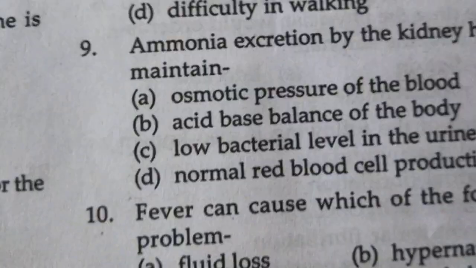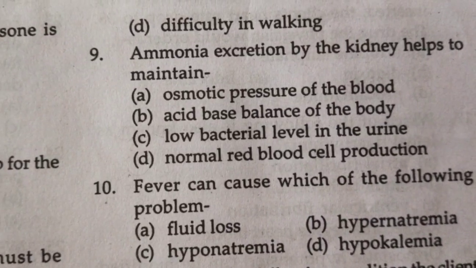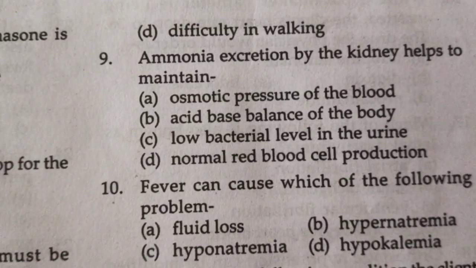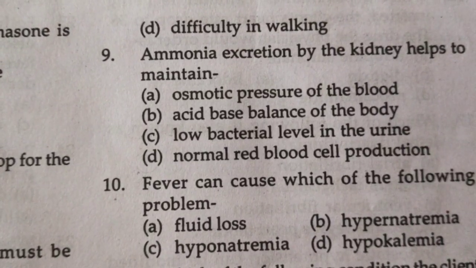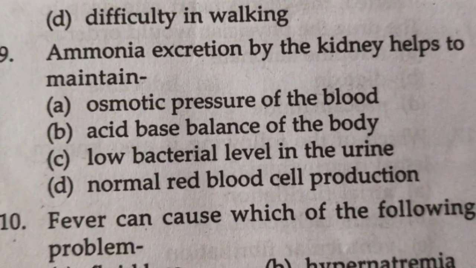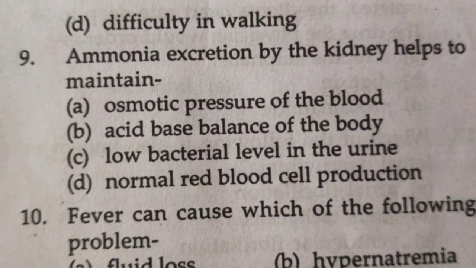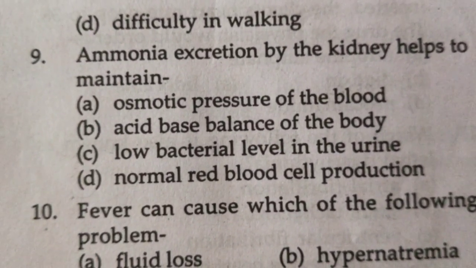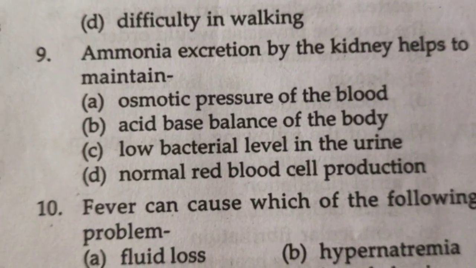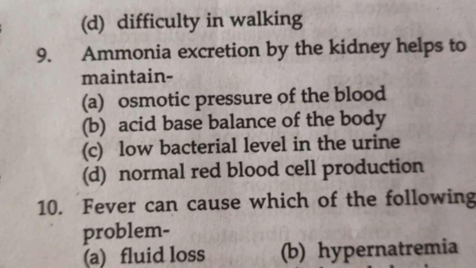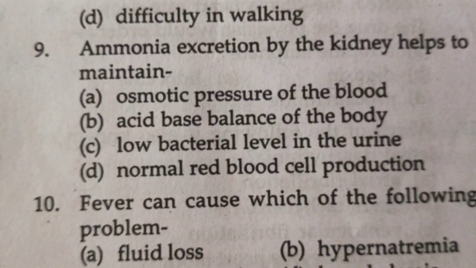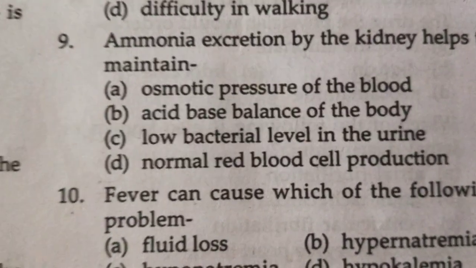Next, ninth question. Ammonia excretion by the kidney helps to maintain: option A, osmotic pressure of the blood; option B, acid-base balance of the blood; option C, low bacterial level in the urine; option D, normal red blood cell production. Option B is the right answer. Ammonia excretion by the kidney helps to maintain acid-base balance of the body.